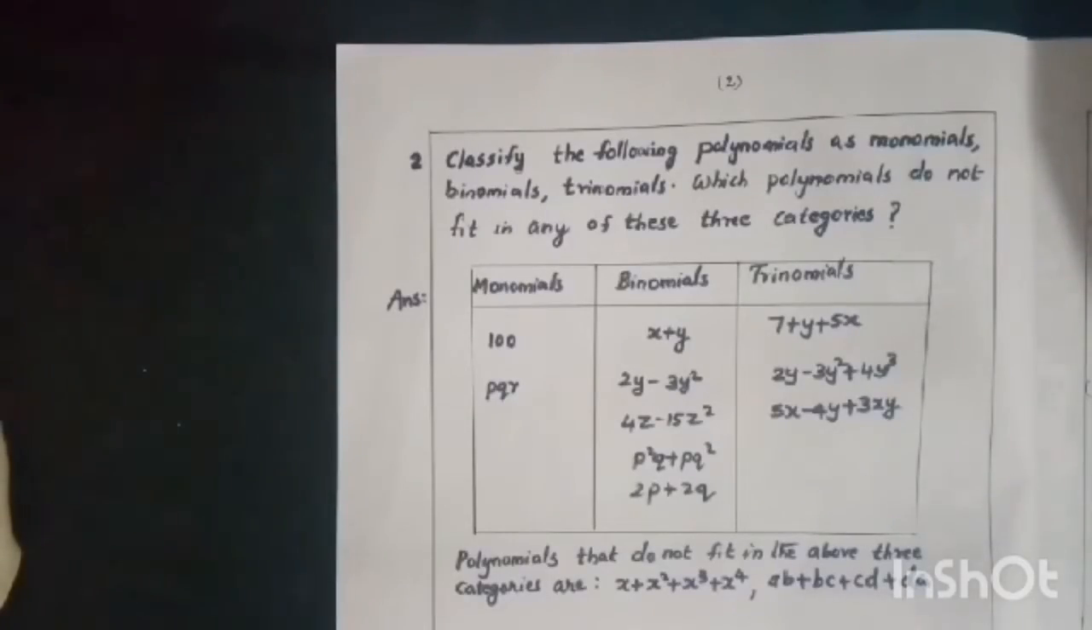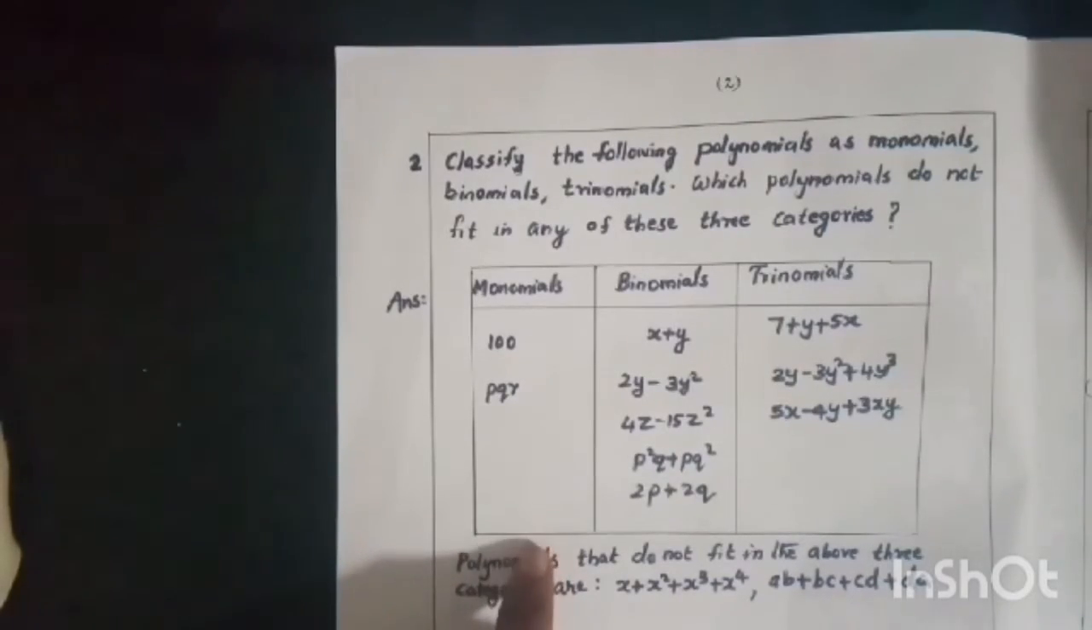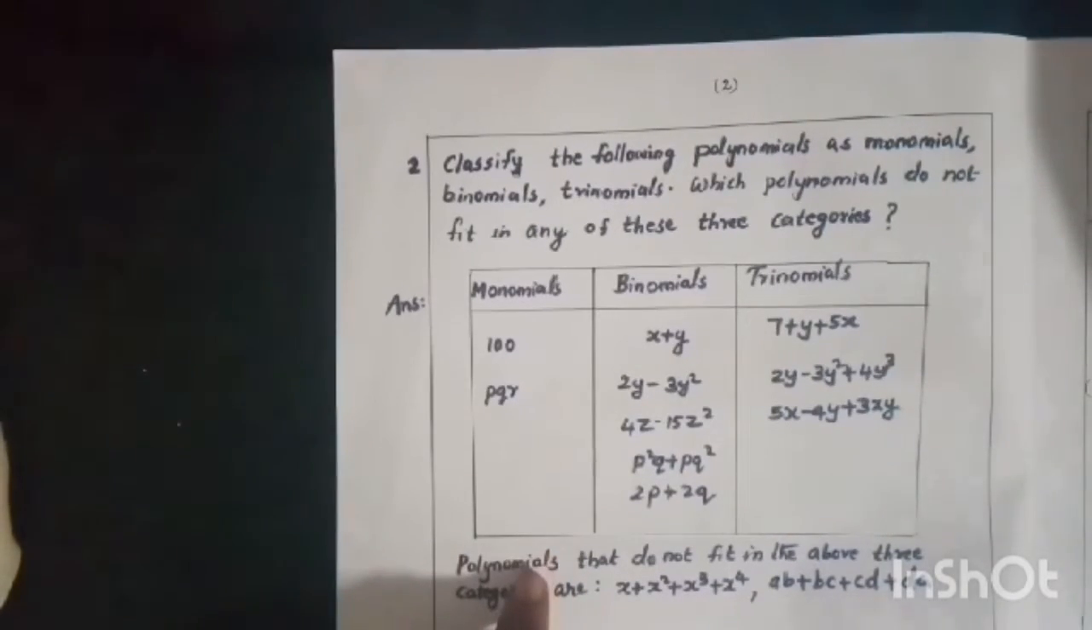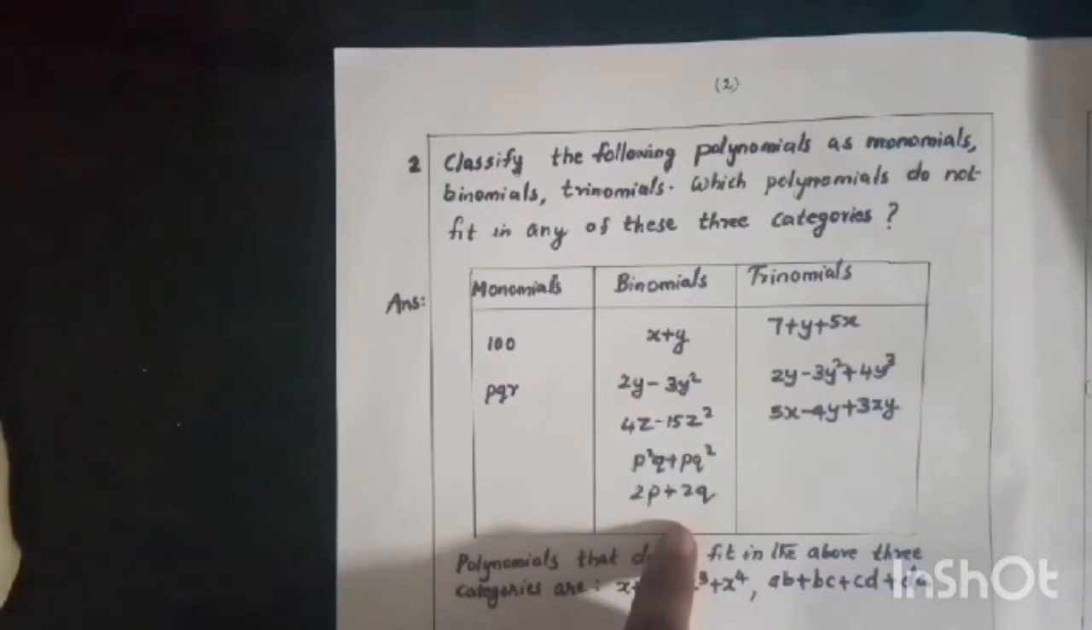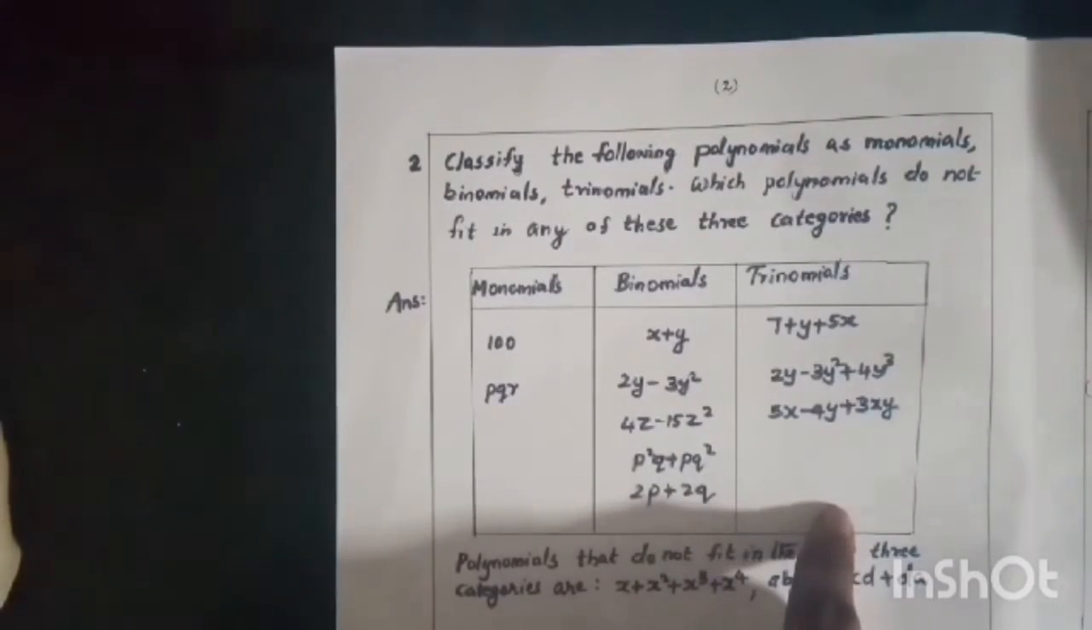Second question, classify the following polynomials as monomials, binomials, trinomials. Which polynomials do not fit in any of these three categories? In your note, the answer is given in three boxes. In the first box, the first column is for monomials, the second column is for binomials, and the third column is for trinomials.